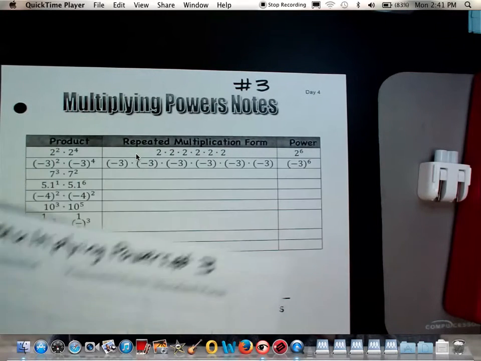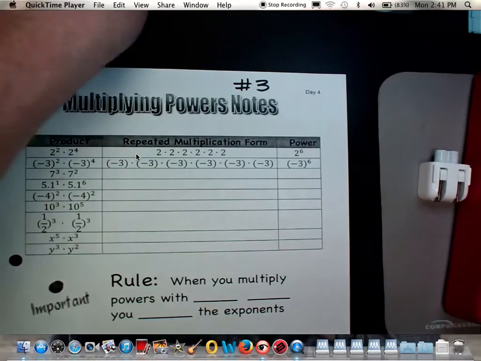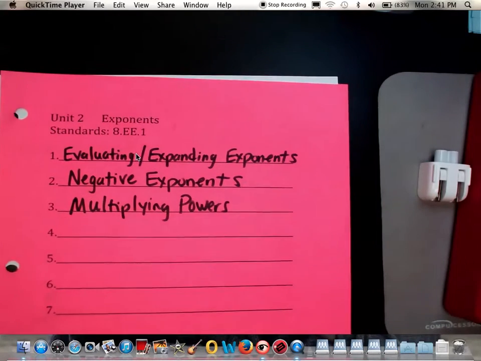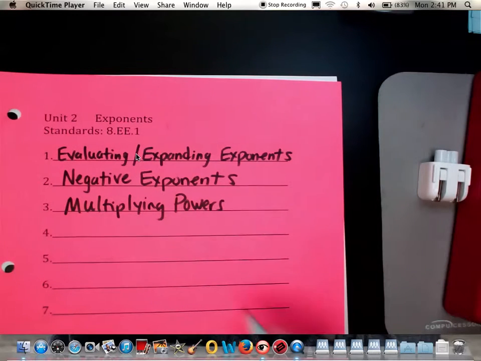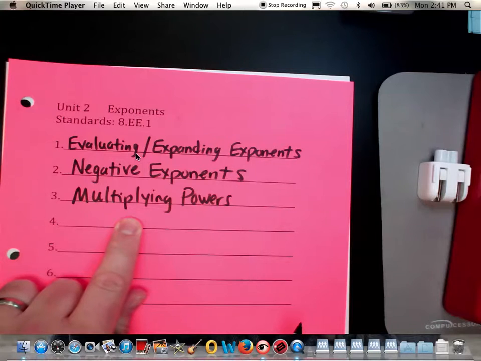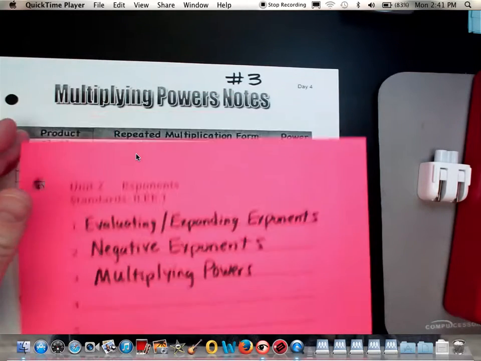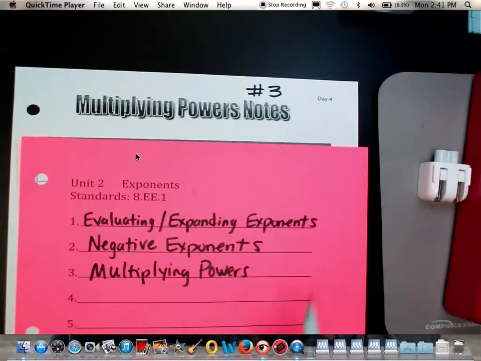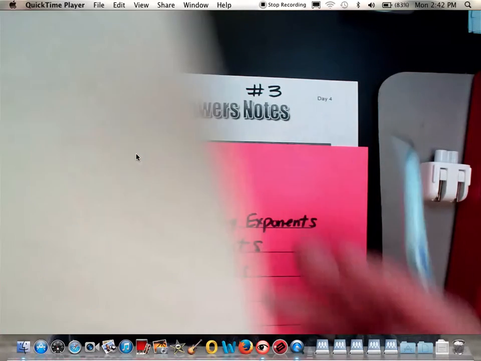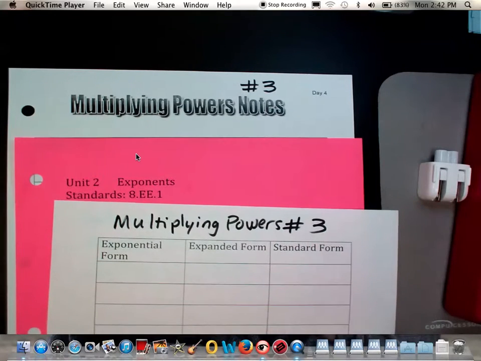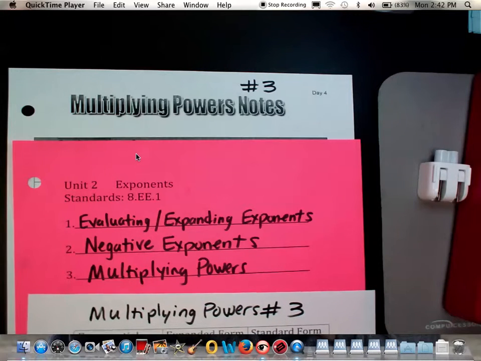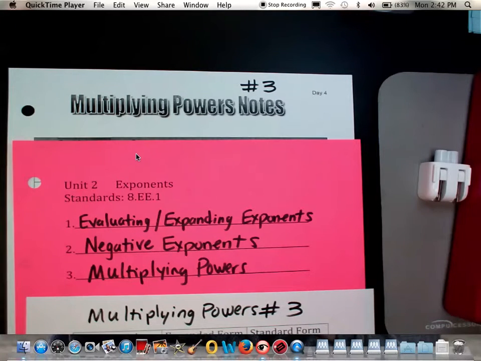All right, and then you can go ahead and hit pause here in a second, because then on your red sheet here, I want you to put in number 3, multiplying powers. So on our table of contents, make sure you write that in. You should have multiplying powers as number 3. You should have your number 3 on top, right here. And then this will go with it as well, that you're going to write in multiplying powers number 3, because it goes with these notes. You can go ahead and hit pause to make sure you have all these in the right spots. Then we'll go ahead and get started.